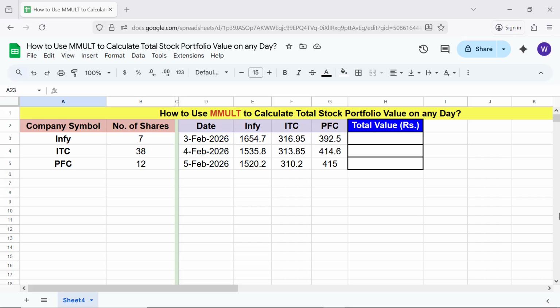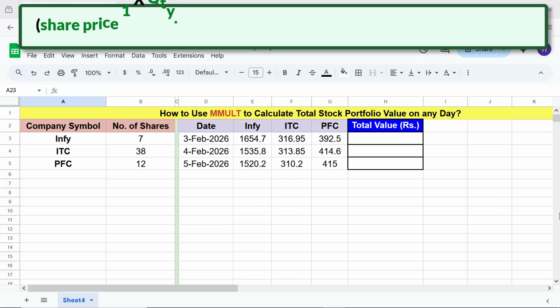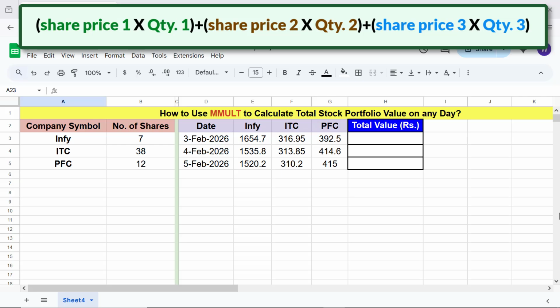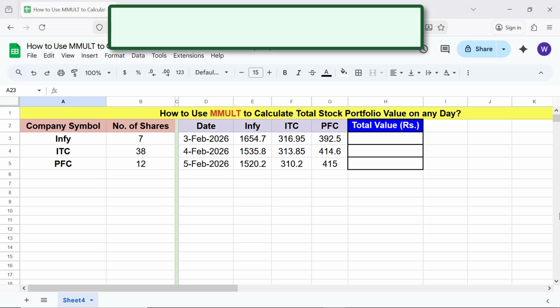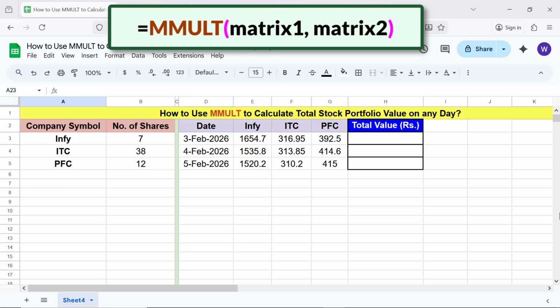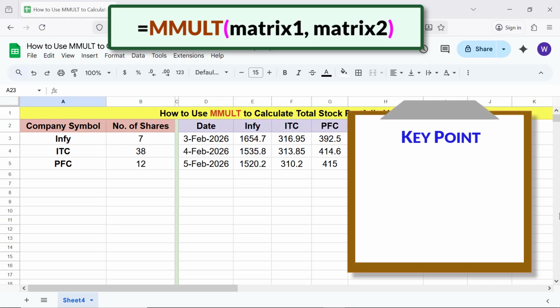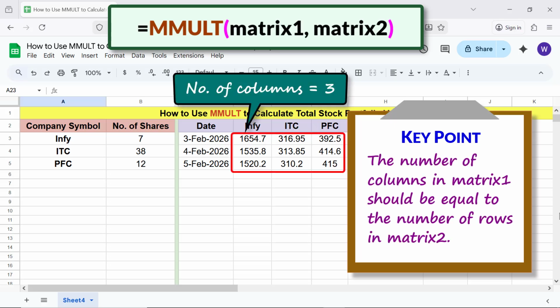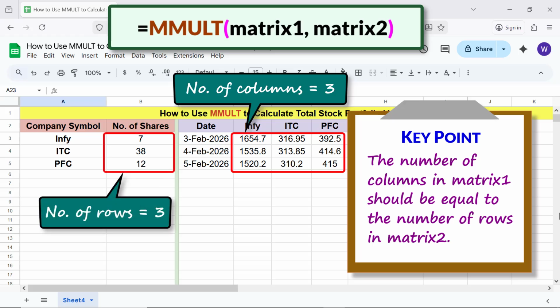The generic formula is the MMULT function formula. Matrix 1 is the first multiplication factor. Matrix 2 is the second multiplication factor. Key point: the number of columns in matrix 1 should be equal to the number of rows in matrix 2.